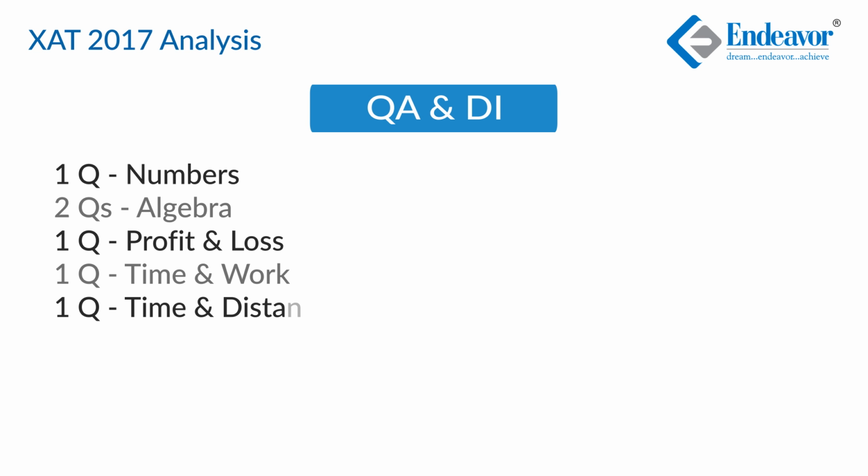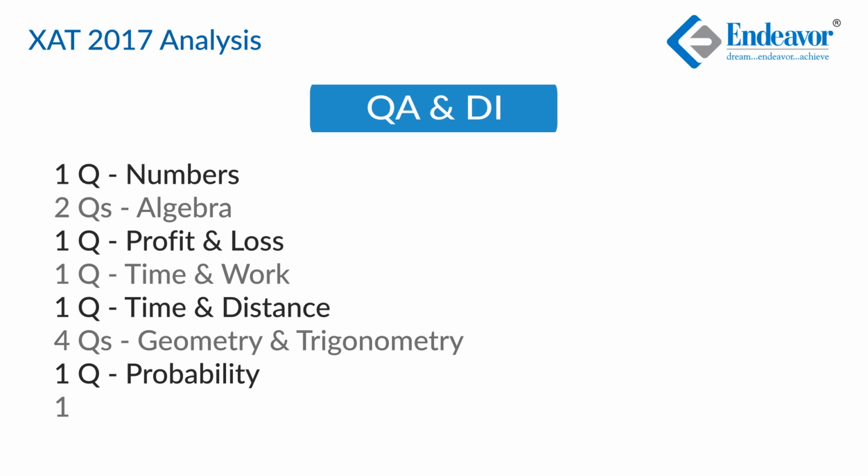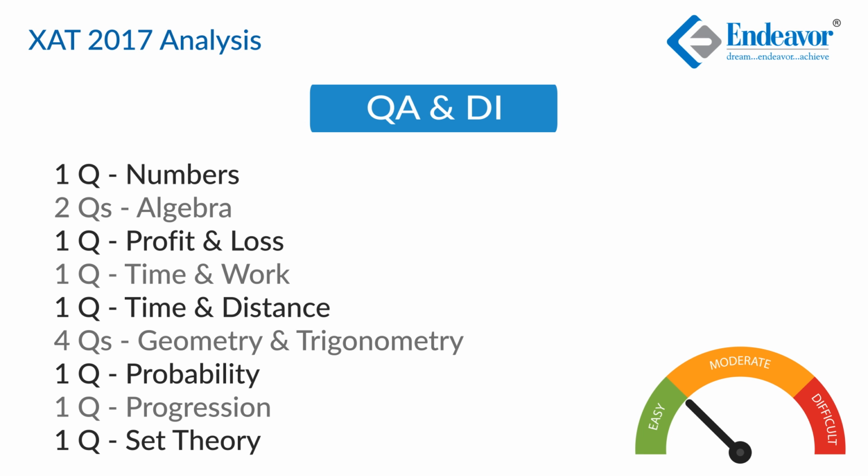Geometry and trigonometry had a usual share of 4 questions, most of which were difficult. Apart from that, some random questions. So there was 1 question each on probability, progression, and set theory. But overall, the difficulty level of quant can be considered to be really easy.